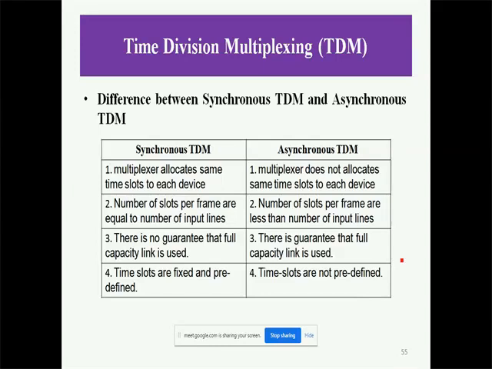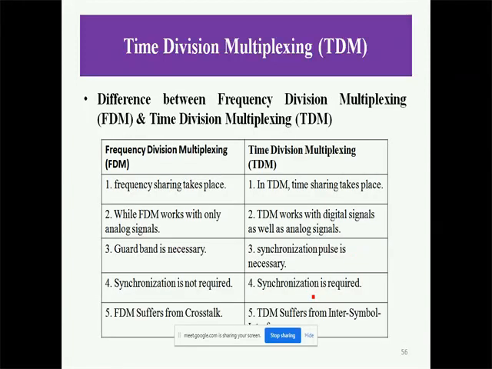In synchronous TDM there is no guarantee that the full link capacity is used, because there can be blank space, but in asynchronous TDM there is a guarantee that the full link capacity is used. As there is no blank space or dead space, the bandwidth is totally utilized. Time slots are fixed in synchronous TDM, and not fixed in asynchronous TDM.